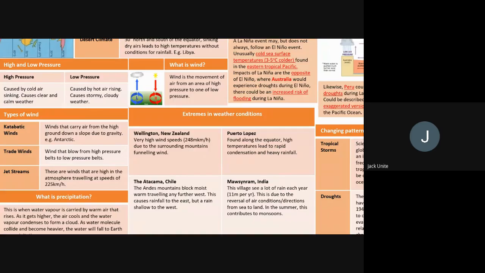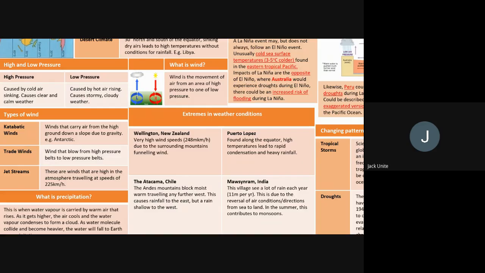Nice. Okay. Well, so we've got three on here. We've got the katabatic, we've got the trade winds, which some people have heard, and we've got the jet streams. Okay, so katabatic winds carry air from the high ground down a slope due to gravity. So if we think about Antarctica, people often forget that it is obviously a continent. It's got land mass on it. It's got lots of mountains, high areas there, which will help to create that sort of wind.